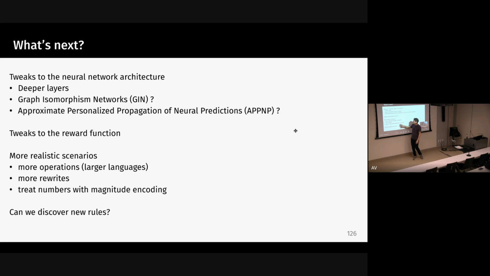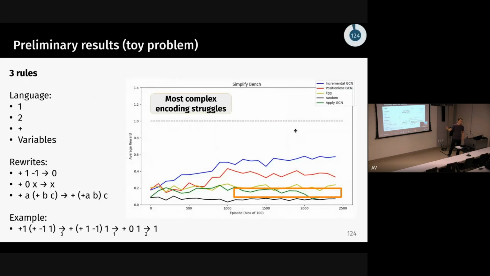Having more rewrites. The numbers I've shown you here, these numbers actually are treated as symbols for now. So as far as the encoding is going, we have a node called 1 and a node called 2. What if we have a node called constant, and then there is a magnitude that tells you the value of the constant?